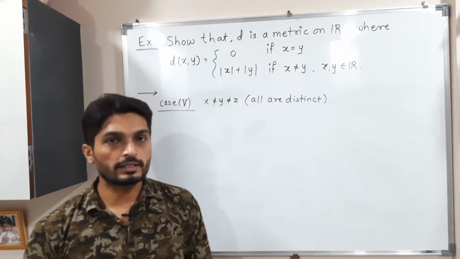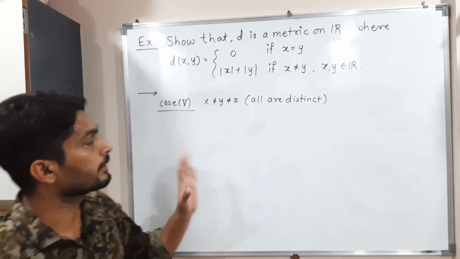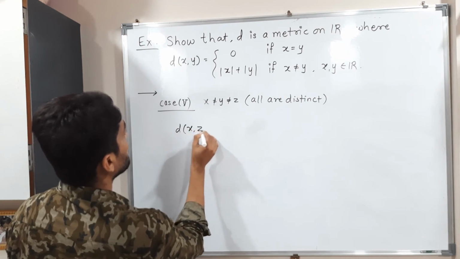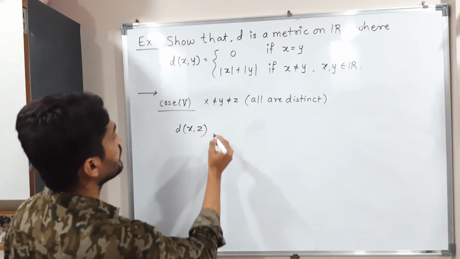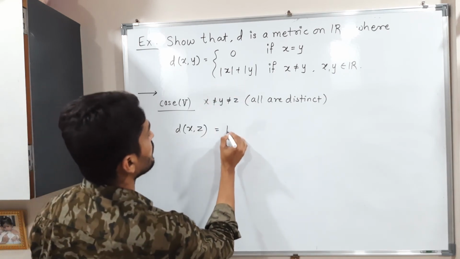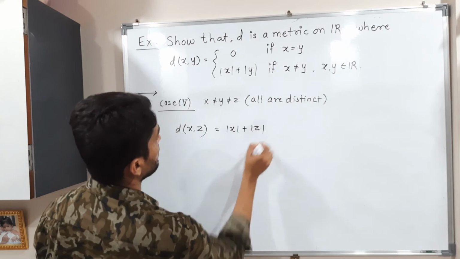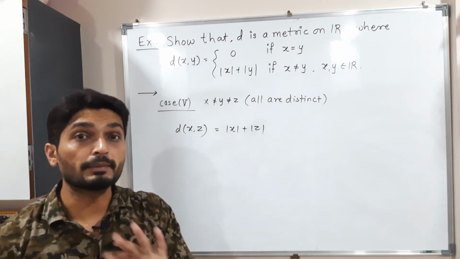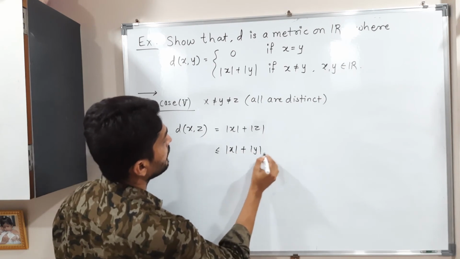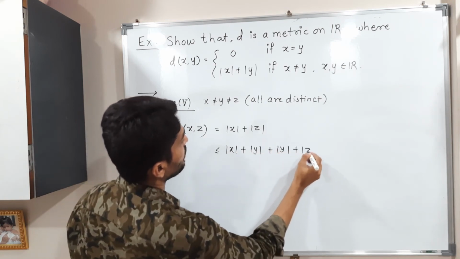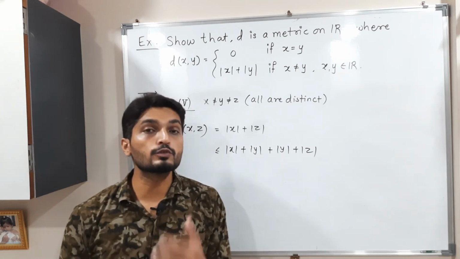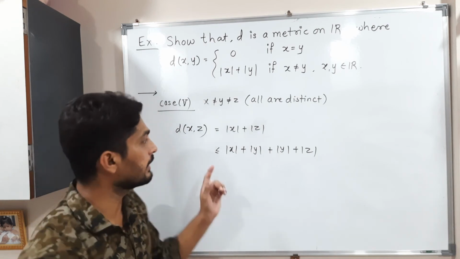Okay, so let us discuss the last condition, that is all of them are distinct. So what will I do? I will start with d of xz, right? d of xz is equal to, see, x and z are distinct, so I should follow this definition, mod x plus mod z. So if you add two more elements, what will happen? You will have less than or equal to mod x plus mod y plus mod y plus mod z. I have added this mod y. If it is 0, we will have equality, and if it is not 0, we will definitely have a positive number, we will have inequality.